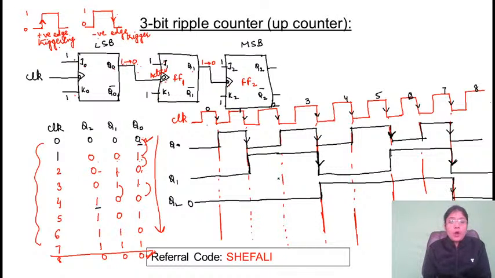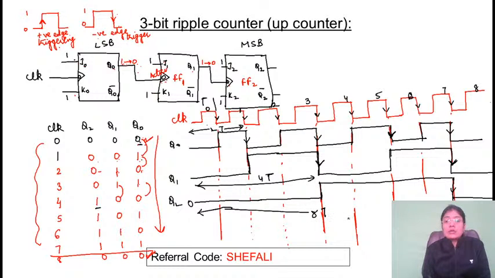So for how many clock pulses? यहाँ पे if this is t, this is representing as 2t. This is representing 4t. This is 8t. Clear?